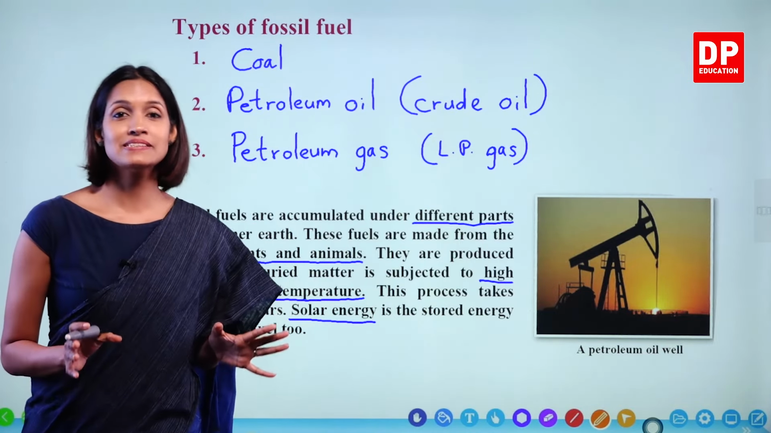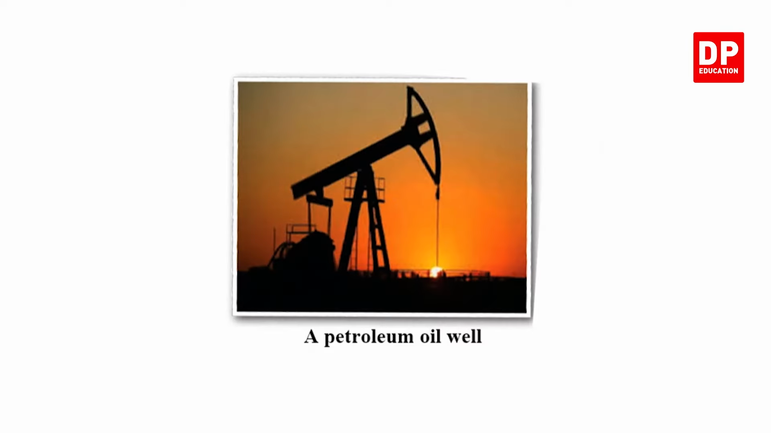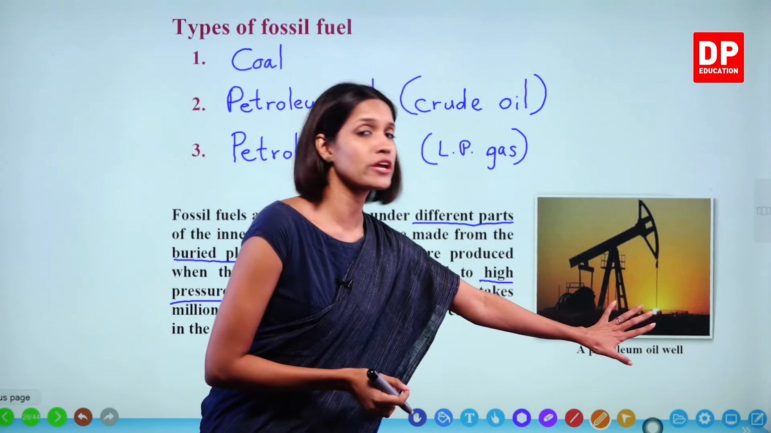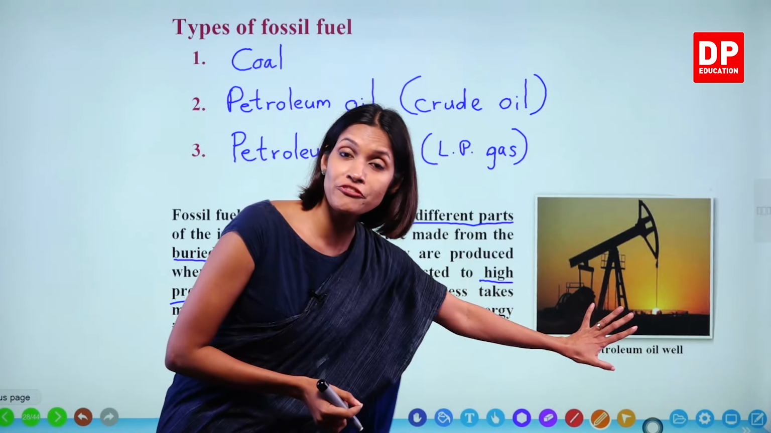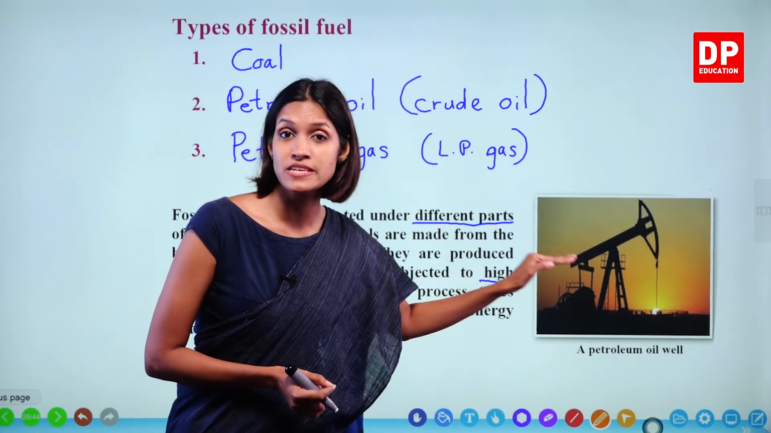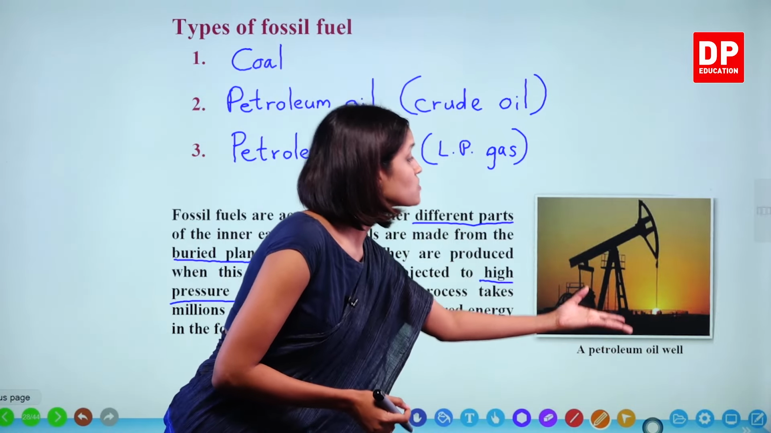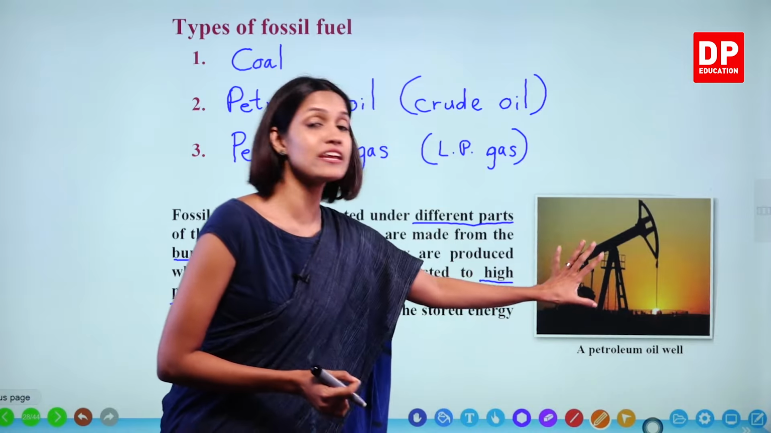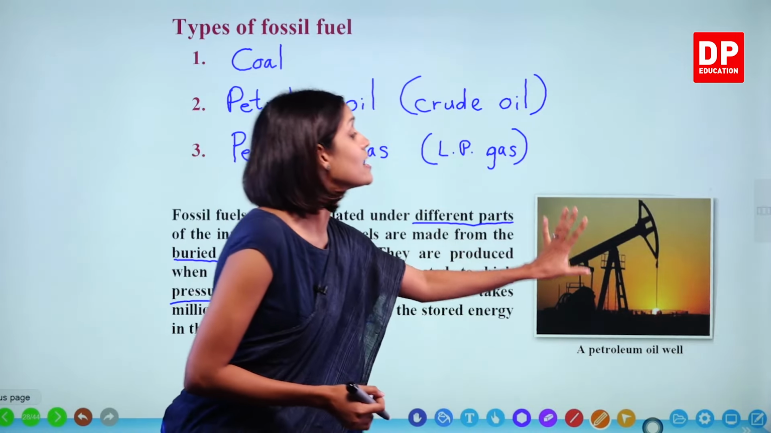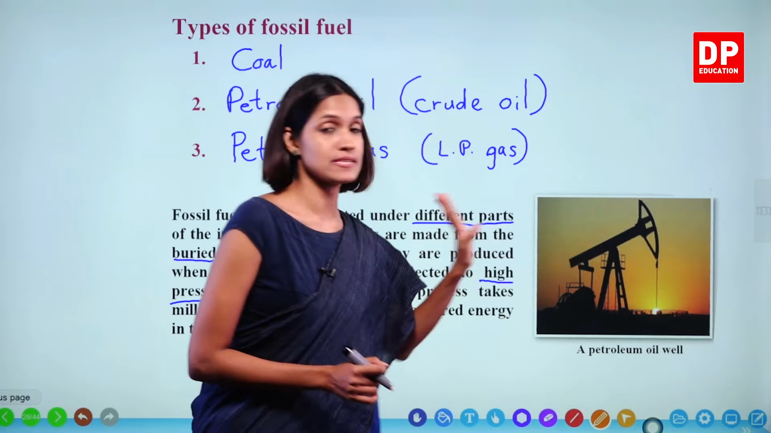Okay, children? Right. So look at this picture, children. This is a petroleum oil well. Now I told you only in certain areas of the earth we can find these fossil fuels, right? So you have to extract these fossil fuels. These are the special equipment, special areas where we can use to extract these fossil fuels, right? These are known as oil wells.